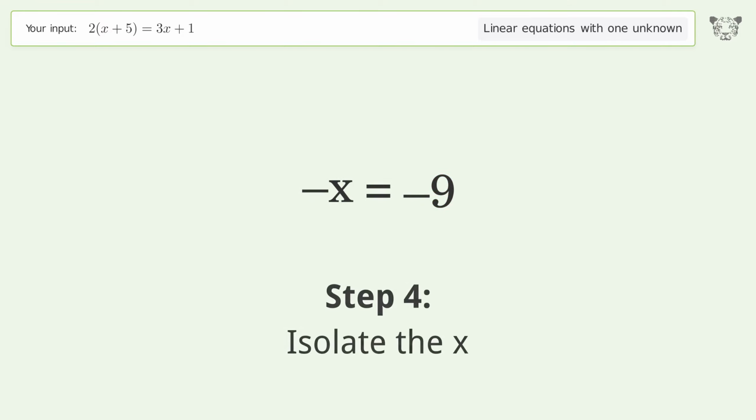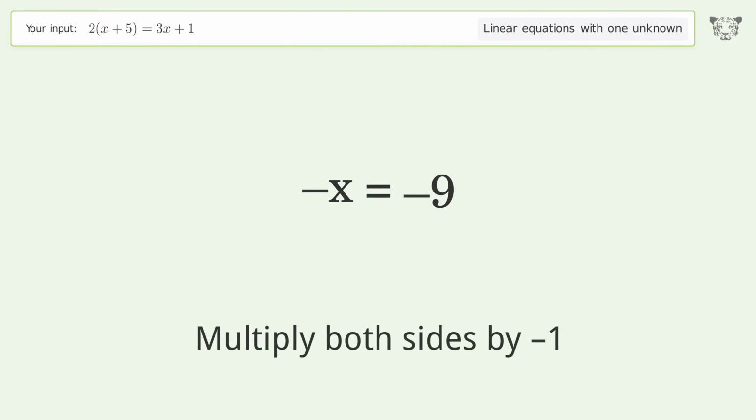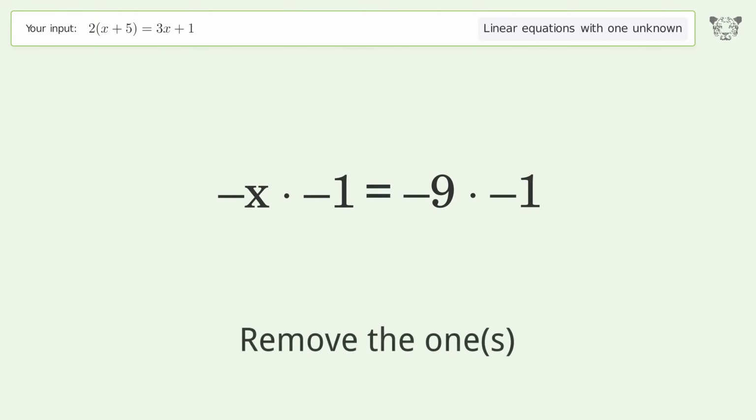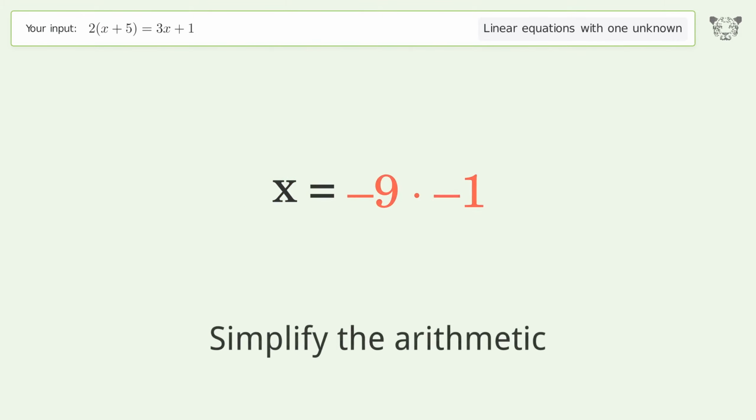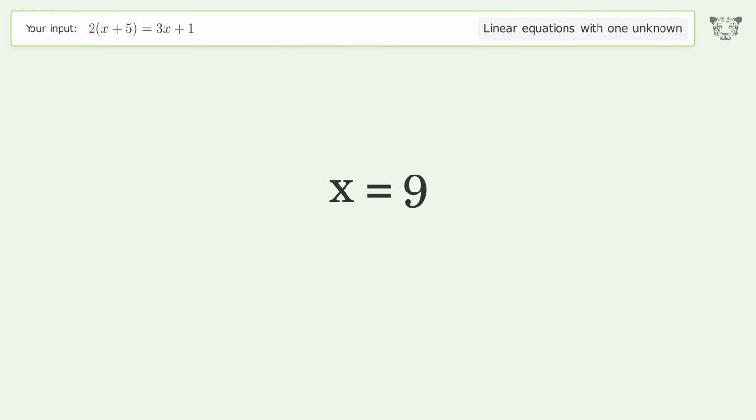Isolate the x. Multiply both sides by -1. Remove the ones. Simplify the arithmetic. And so the final result is x equals 9.